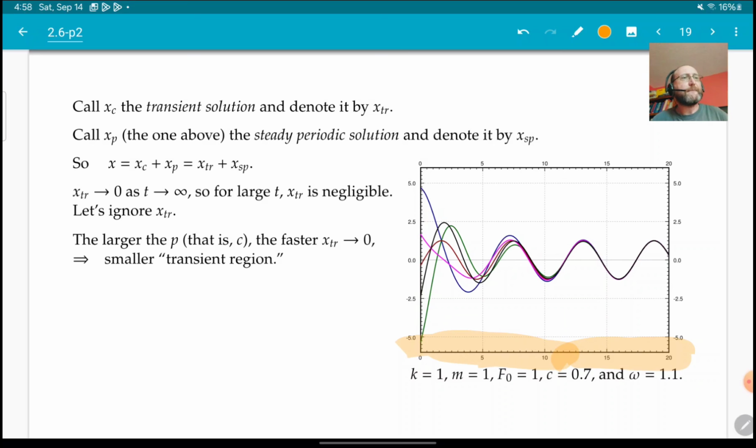So it's going to go to 0 quicker. So I'm going to get to the steady periodic solution sooner, in some sense.